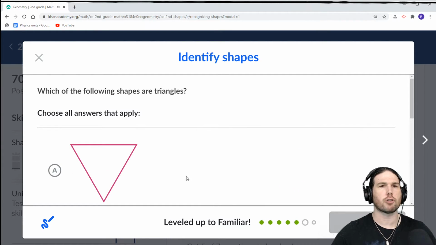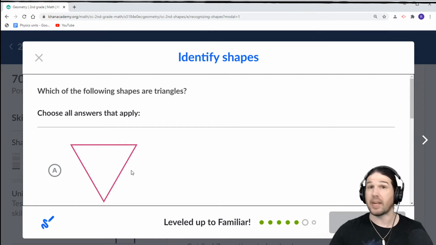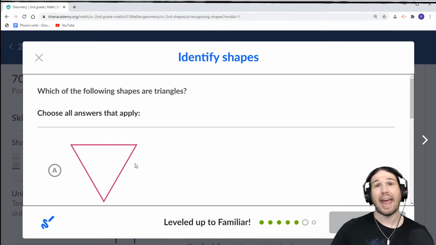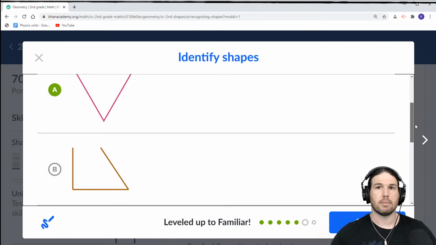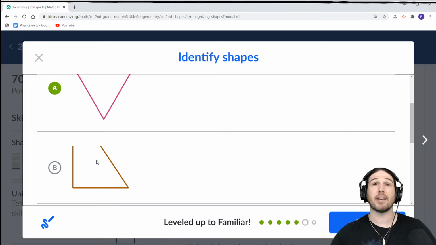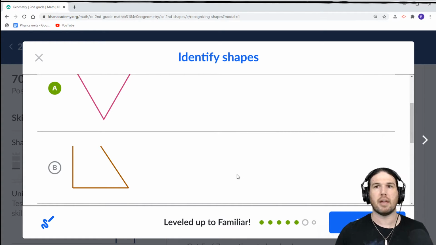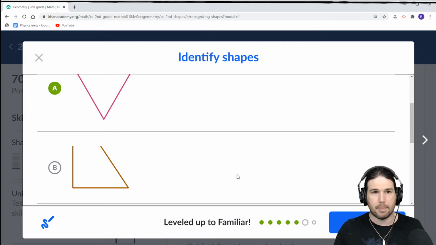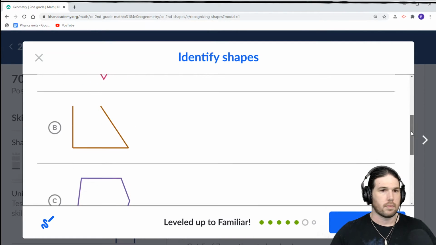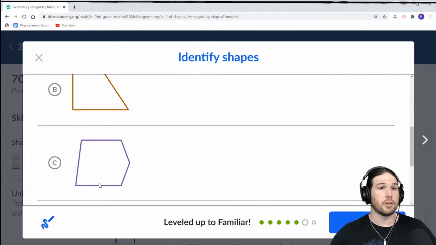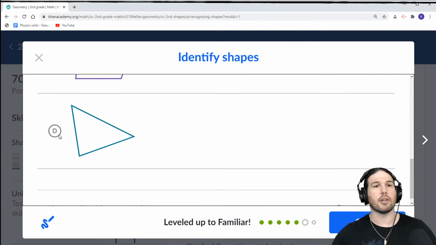Which of the following shapes are triangles? Triangle just means 3 corners, right? Tri means 3, angle means corner. So A is definitely a triangle. B looks like it's trying to be a triangle, but it doesn't quite get there. It's got to be a closed shape. You cannot say it's a shape if it doesn't actually meet back up. That is a 1, 2, 3, 4, 5. That's a pentagon. It has 5 sides. And D looks like a triangle, no problem.